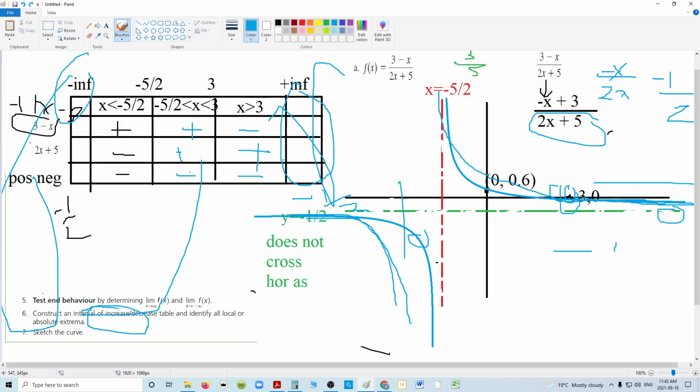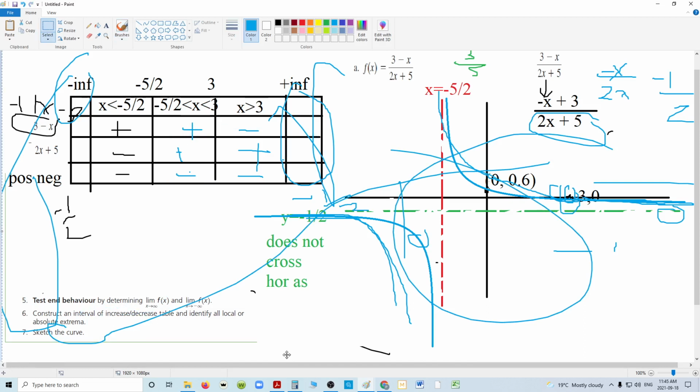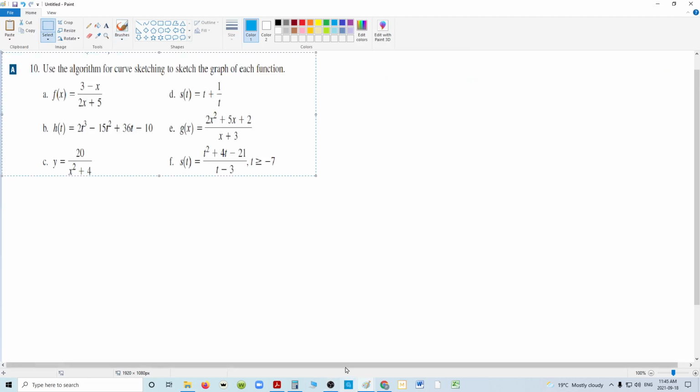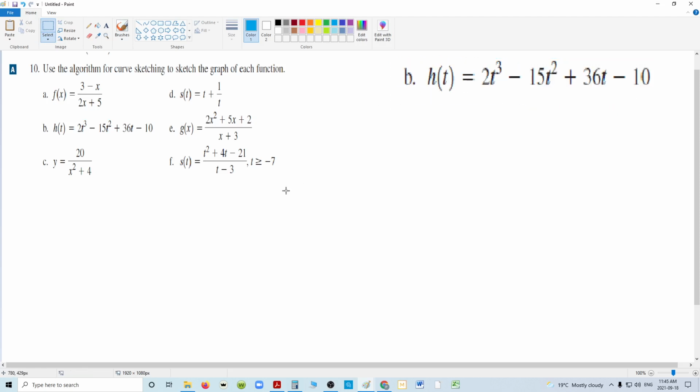Construct an interval increase-decrease table. That's what that is. And sketch the curve, which we've done as we go. So there you go. That's an excellent way of doing it. And as I go here, I'm probably going to miss some steps. I didn't bother taking the second derivative, and I probably should.